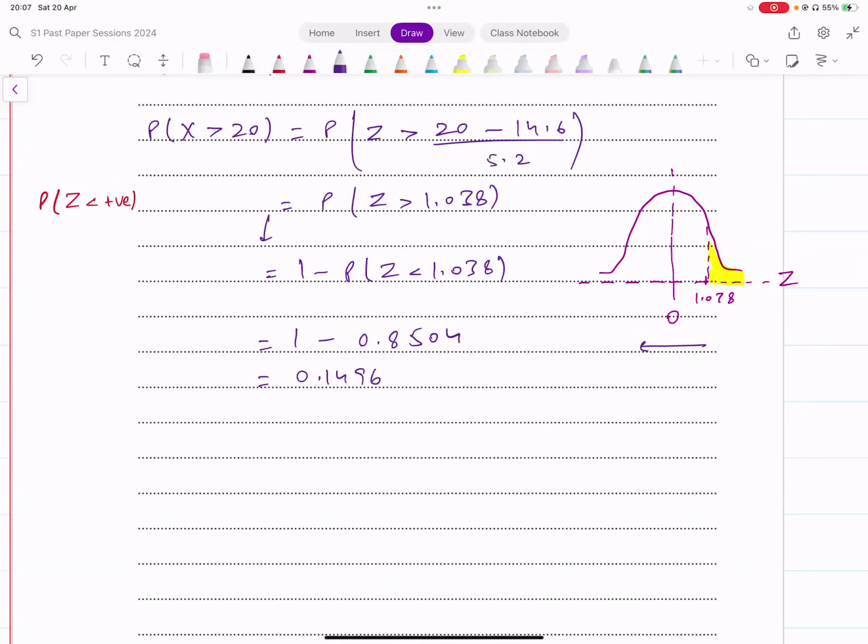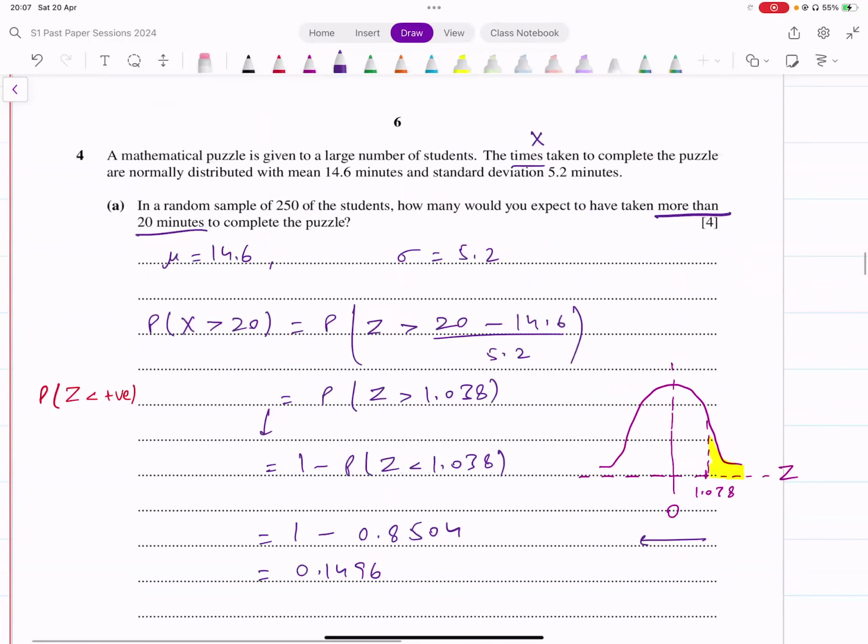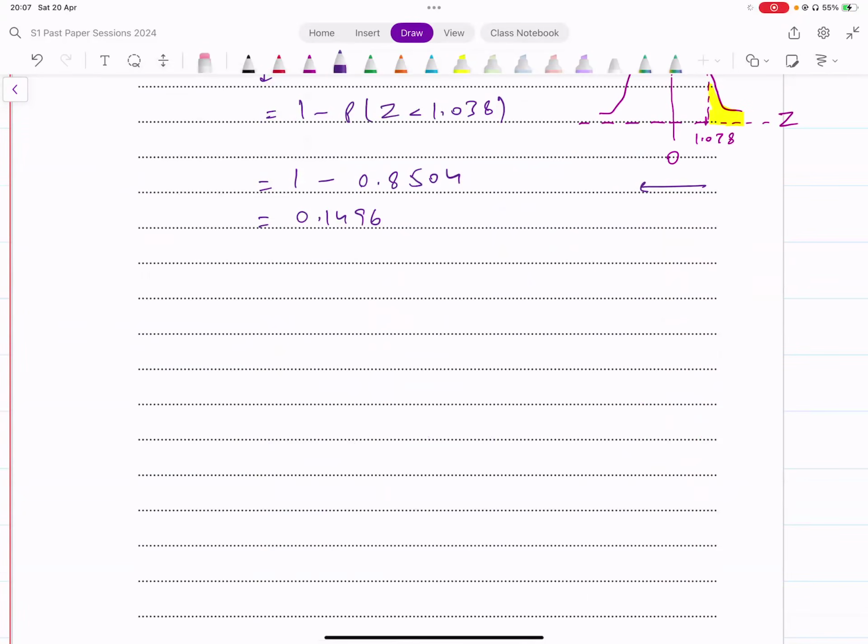Now, out of a sample of 250 students, how many would you expect to have taken more than 20 minutes? For one person, this is the probability. If you are looking for the expected number of people here, you just multiply this by 250. 250 times 0.1496, that's giving us 37.4.